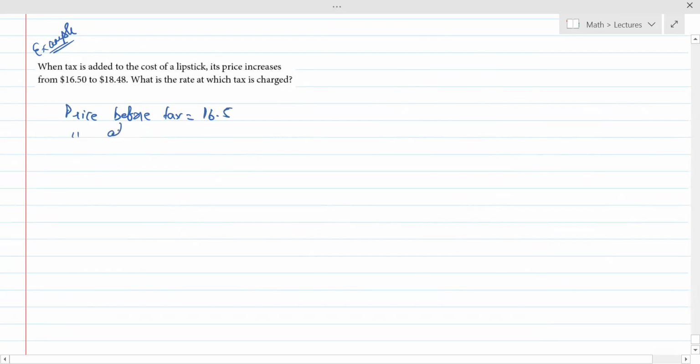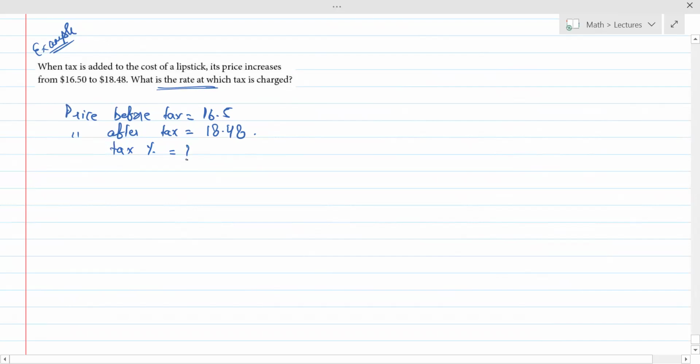Price after tax has been added. Always remember, tax is added to the price. In case of any commodity being sold, tax is always added to the price. So price after tax, it's 18.48. We have to find what is the rate at which tax is charged. So we have to find the tax percentage here.